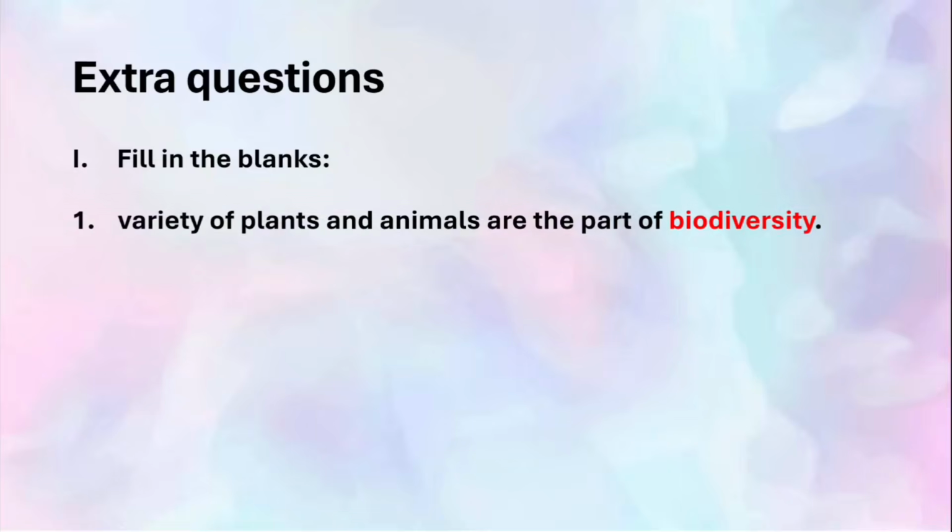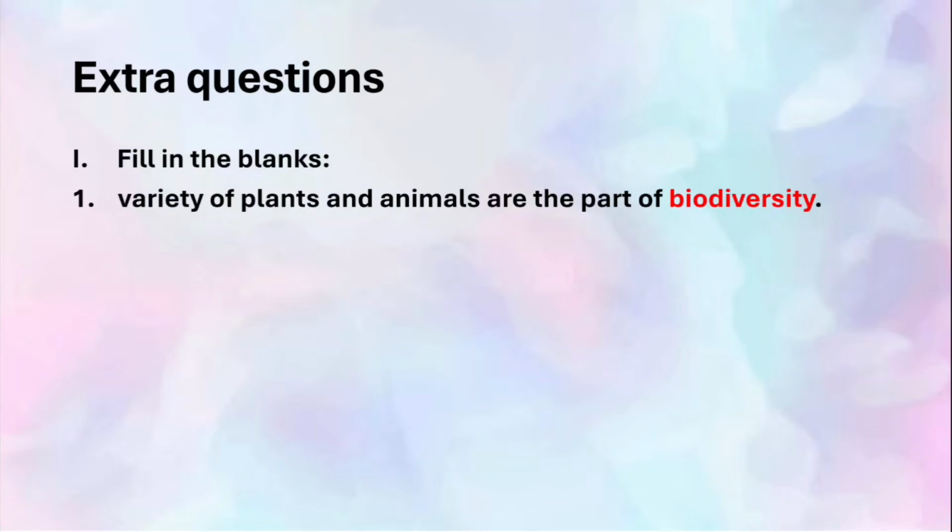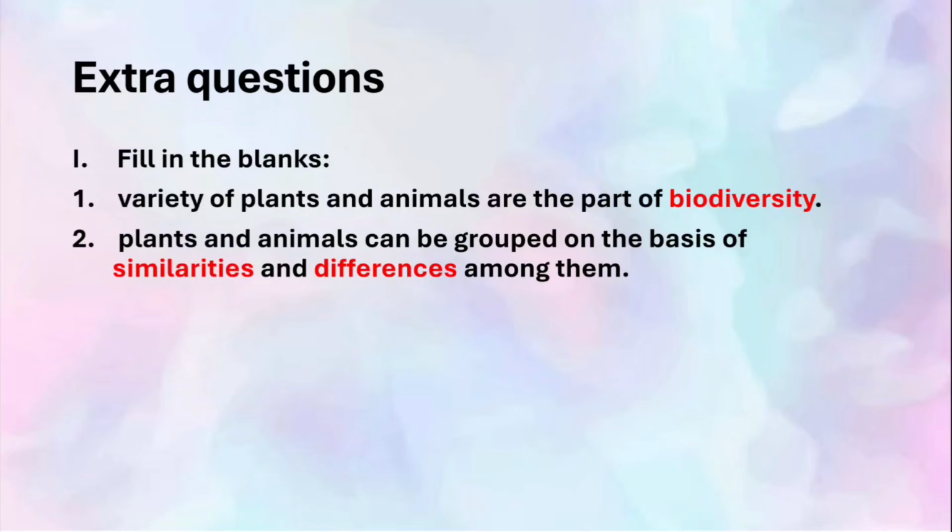So these are the answers given for the questions in your NCERT textbook. Now we will see some extra questions. First main, fill in the blanks. First question. Variety of plants and animals are part of dash. Answer. Biodiversity. Second question. Plants and animals can be grouped on the basis of dash and dash among them. Similarities and differences.